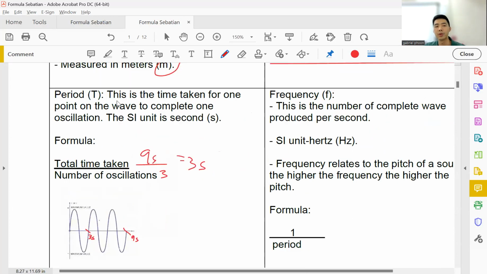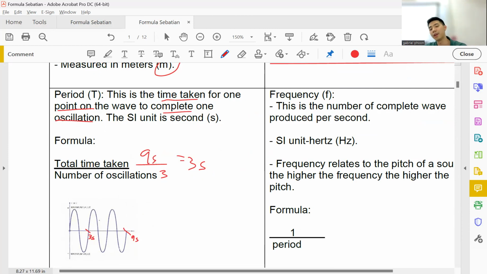Okay, so from here, by definition, period is the time taken for one point of the wave to complete one oscillation. In a very simplified statement, period is the time taken to complete one oscillation.